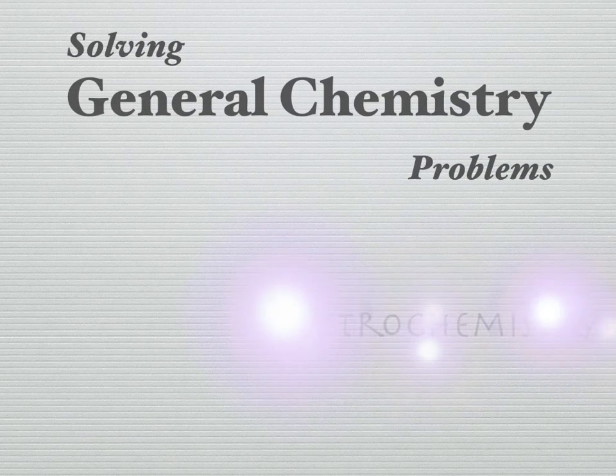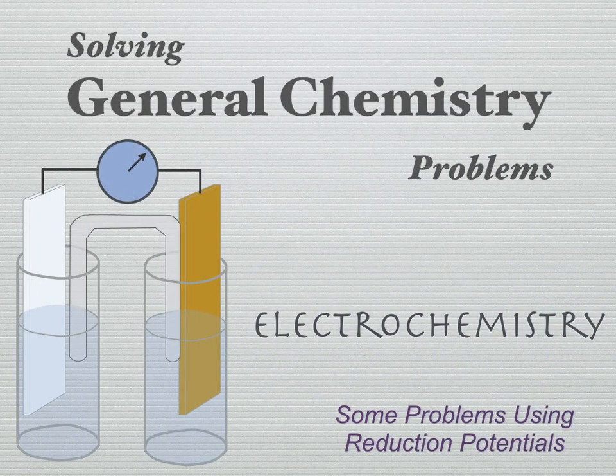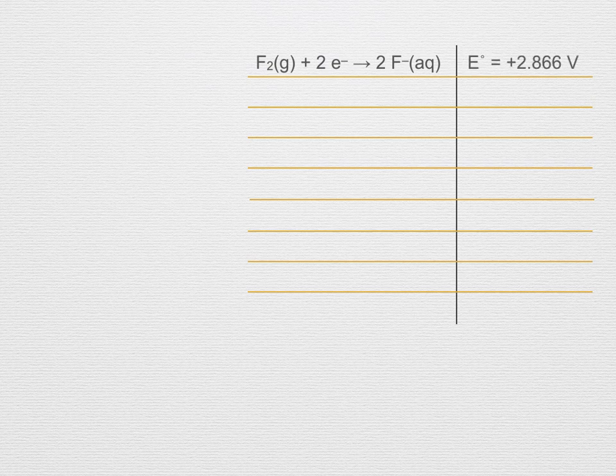Solving general chemistry problems. Electrochemistry. Fluorine is the atom with the largest electronegativity in the periodic table. It becomes very stable when it accepts an additional electron. Because of that, the reduction of fluorine gas to fluoride has one of the most positive standard reduction potentials, and is usually the reaction that lies at the top of the table.